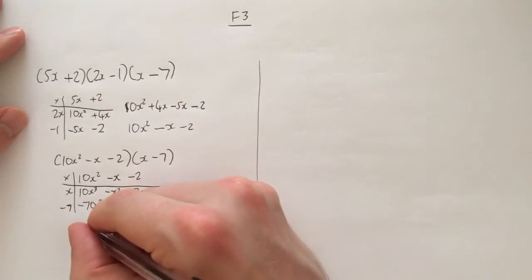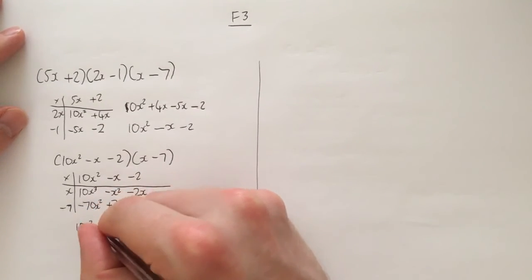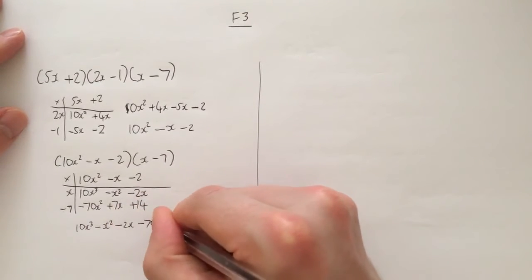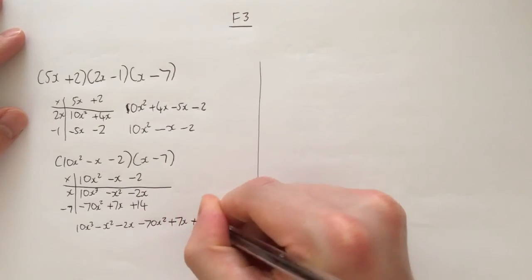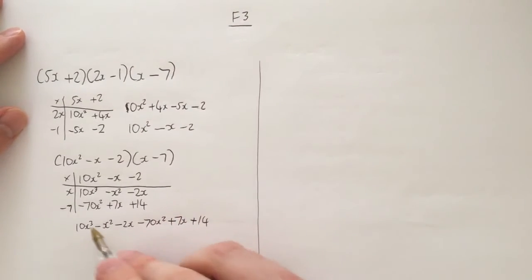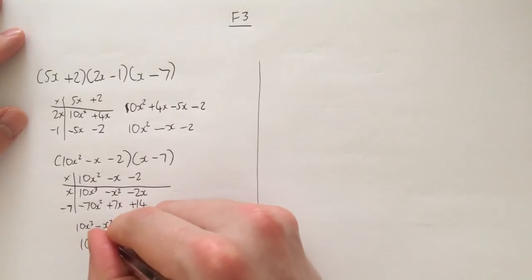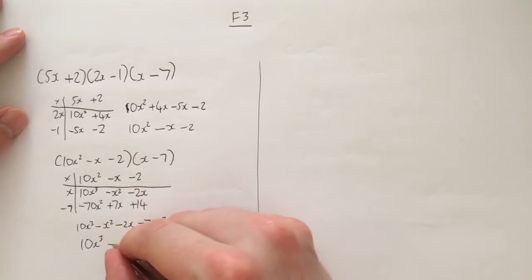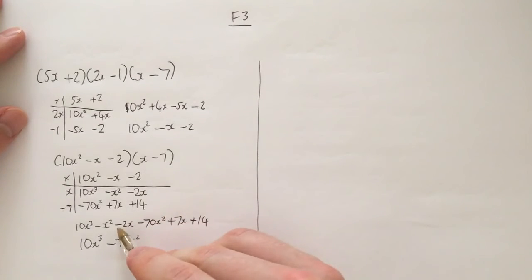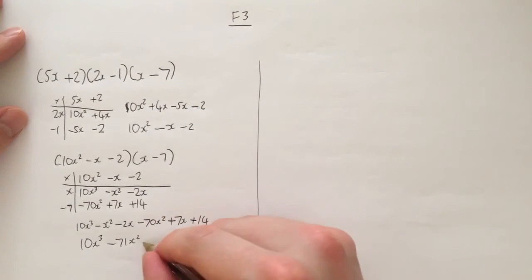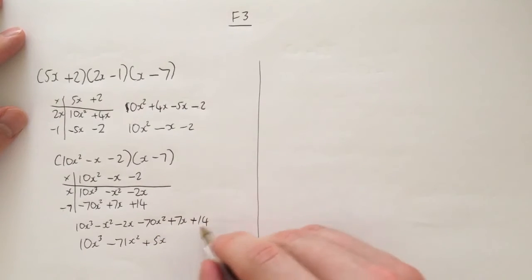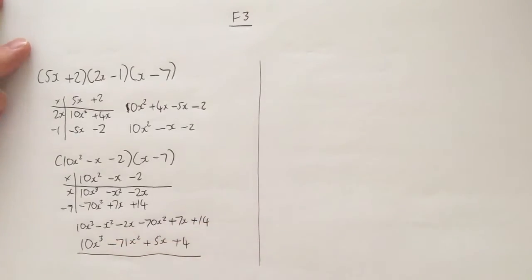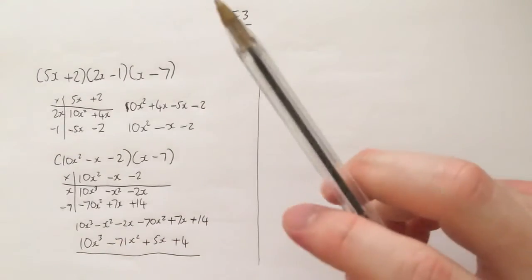I'm going to rewrite that here. 10x cubed minus x squared minus 2x minus 70x squared plus 7x plus 14. 10x cubed by itself. Negative x squared minus 70x squared is negative 71x squared. Negative 2x plus 7x is plus 5x, and then you're left with plus 14 at the end. That's my final answer.